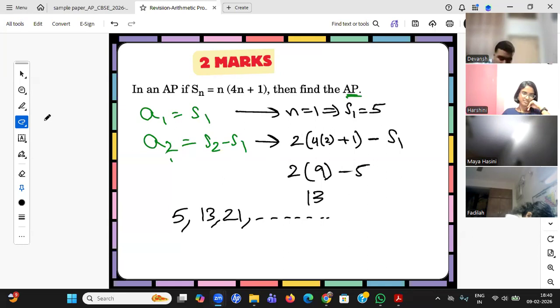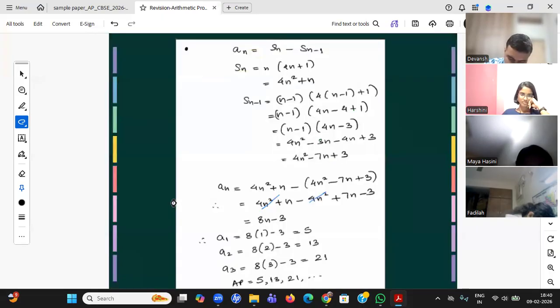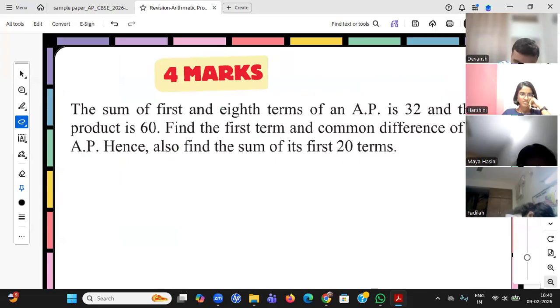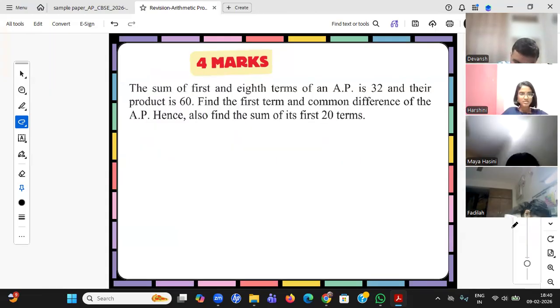You see, he's only confusing nth terms, nothing more than that. One formula I would have discussed: An equals Sn minus Sn minus 1. Four-mark question, student. We finished 1 mark and 2 mark questions. We are going towards 4-mark questions.